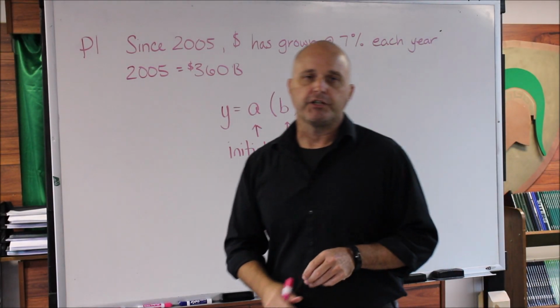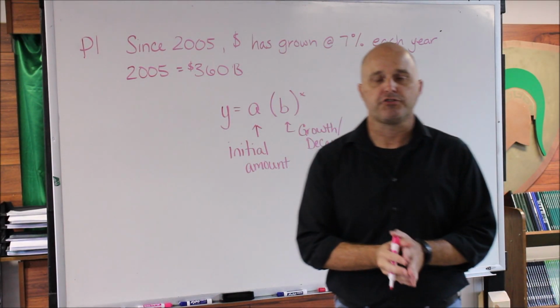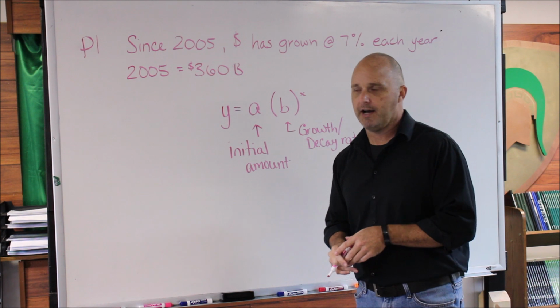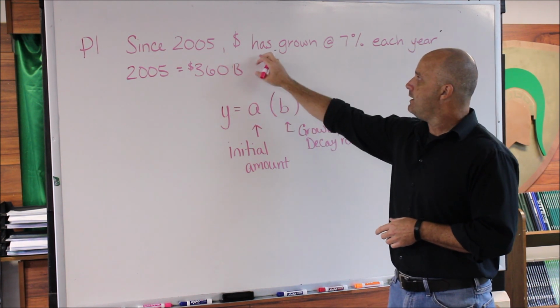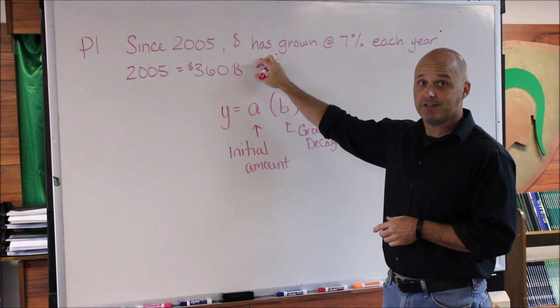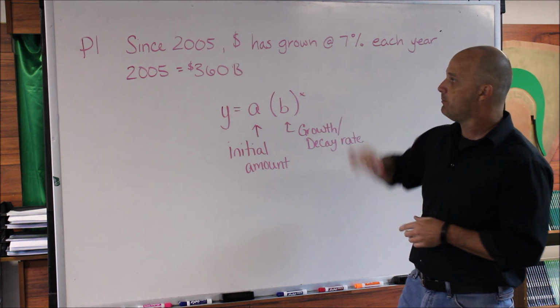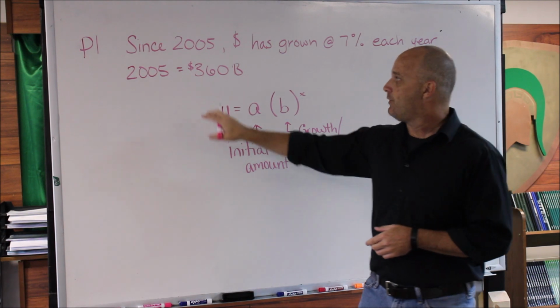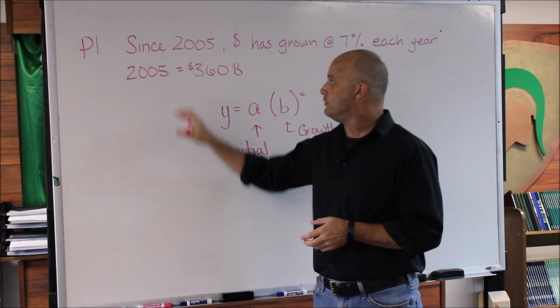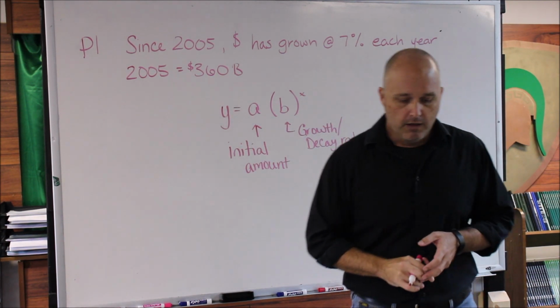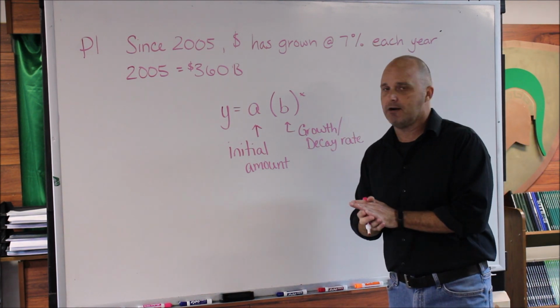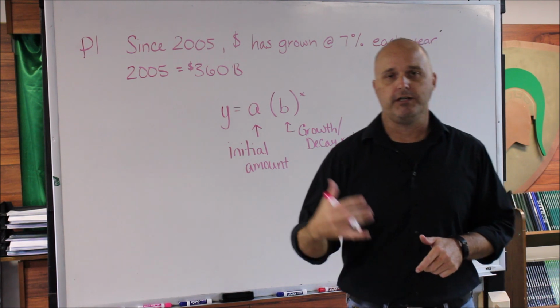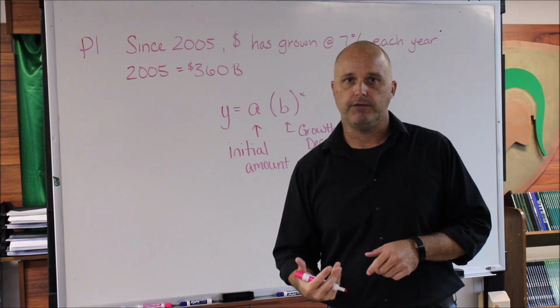The first word problem in this section is related to the amount of money spent in restaurants in the United States since 2005. And what the book tells us is that since the year 2005, the money that has been spent in restaurants in the US has grown at a rate of 7% each year. In 2005, the amount that was spent was $360 billion. So what it wants us to find out is how much money would have been spent in American restaurants if that trend had continued through the year 2015.